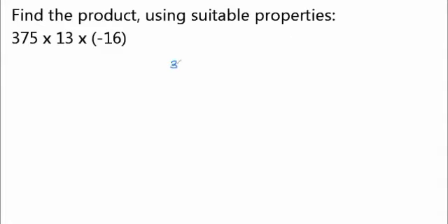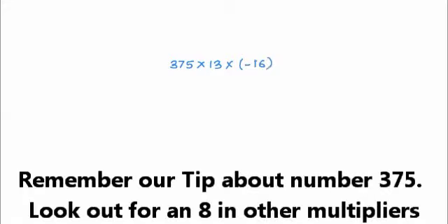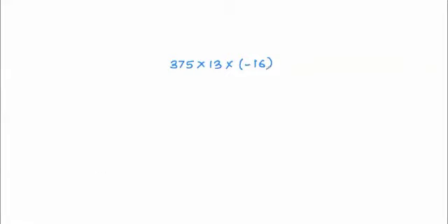Let's take one more example. Let's take 375 multiplied by 13 multiplied by minus 16. Now, as I told you, whenever you see these numbers, 125, 375, 875, you need to know that there has to be an 8 there. So look out for 8. Do I see an 8 in 13? No. Do I see an 8 in minus 16? Yes, there is an 8 in minus 16.